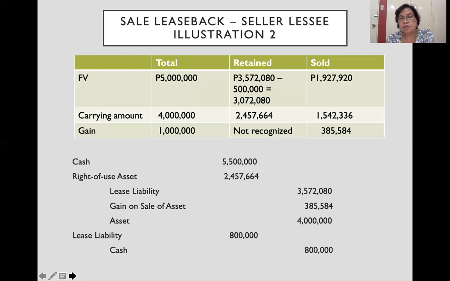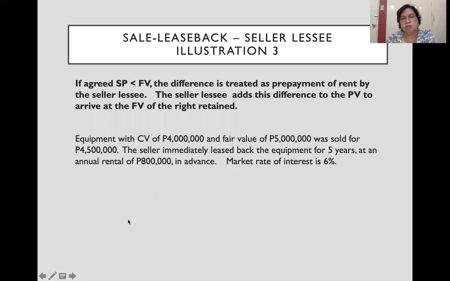What if we have the reverse situation? If the selling price now is less than the fair value, then the difference is treated as prepayment of rent by the seller-lessee. Therefore, the fair value must be the amount that we should receive from the buyer. However, the selling price is lower.